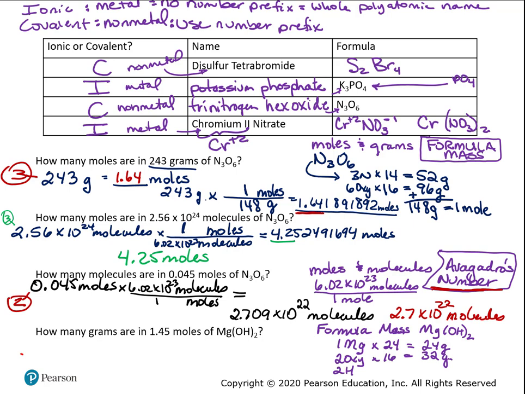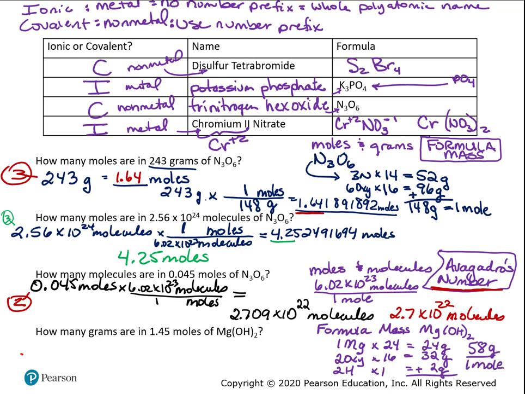And then I have 2 hydrogens. Each one of those hydrogens weighs 1. That means I got another 2 grams. So I've got to add all those up. So 24 plus 32 plus 2 is 58. So I have 58 grams in 1 mole.